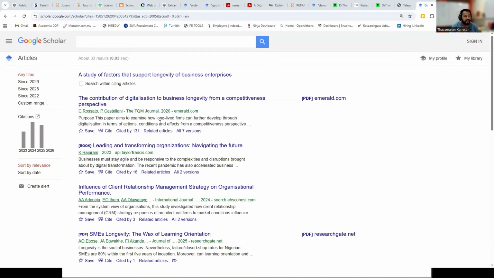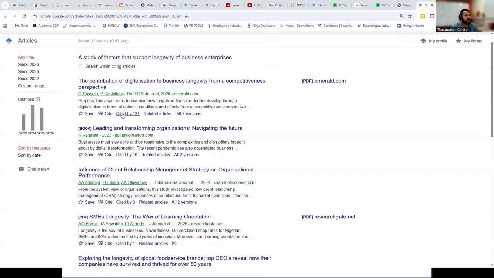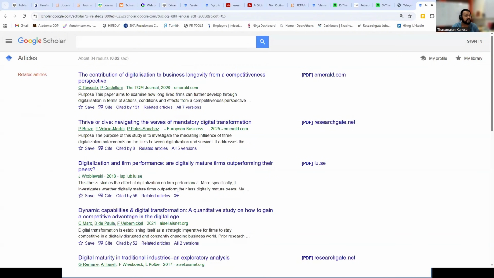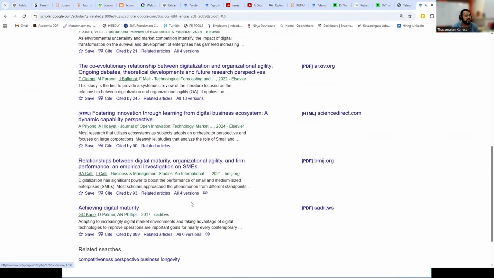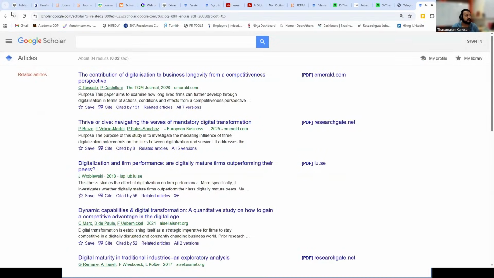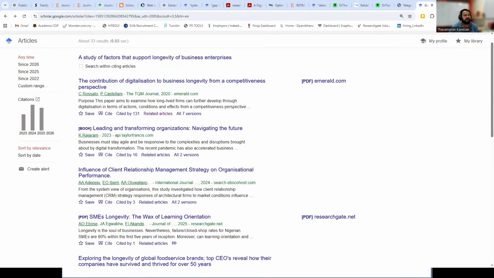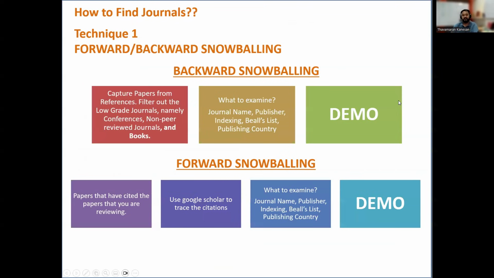Any website, this is the website, lah, Google Scholar. This is where you find the journal, right? So this is how you do snowballing. This is forward snowballing. This is backward and forward. Because this one, if you click related articles, it will pick up all the related papers for you, all the related literature for you. So I hope that is clear. Because when you cite a paper, this is a simple logic.